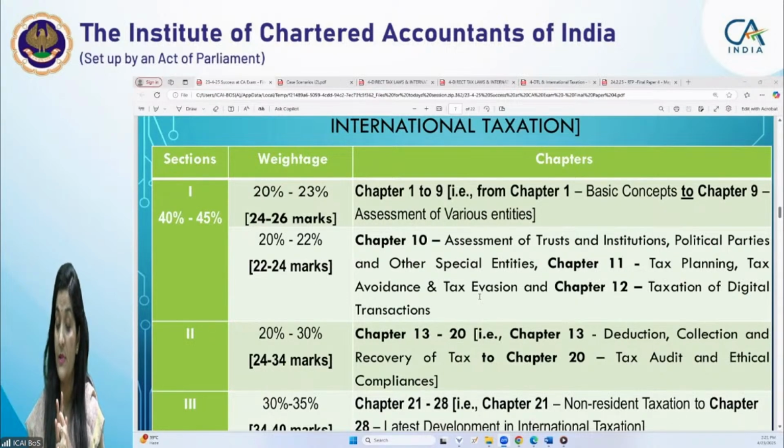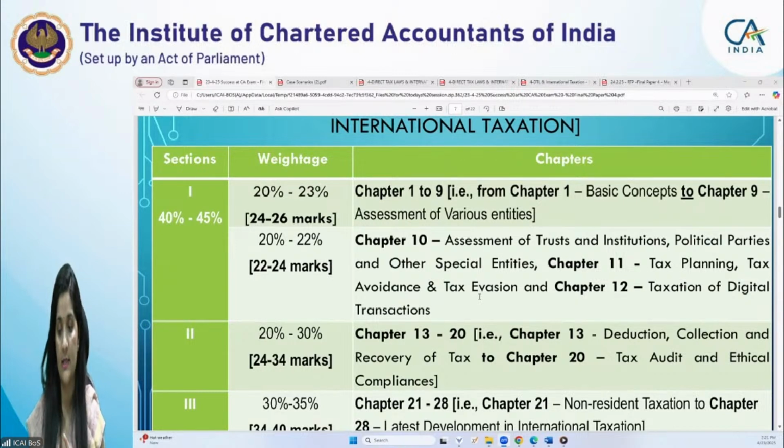Then the procedural law. Again, in the procedural law, if you see, deduction, collection, and recovery of tax is one of the very important topics in this section, and from this, 8 marks or more than 8 marks can be asked. So please do revise that deduction. This time, be specifically very extra careful, because for certain provisions, rates have been reduced with effect from 1st October 2024. Right? So the rates have been reduced for certain sections. Do revise those sections. Do revise the rates again. What are the rates applicable for the TDS provisions?